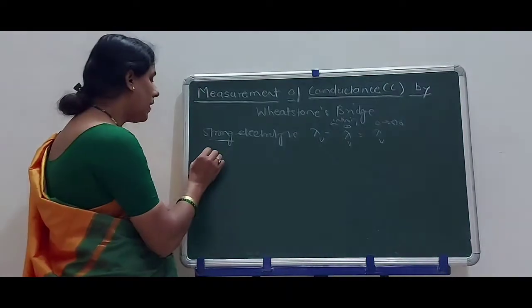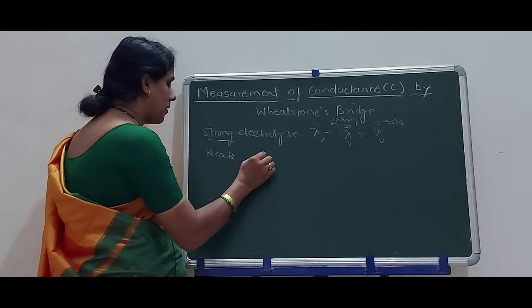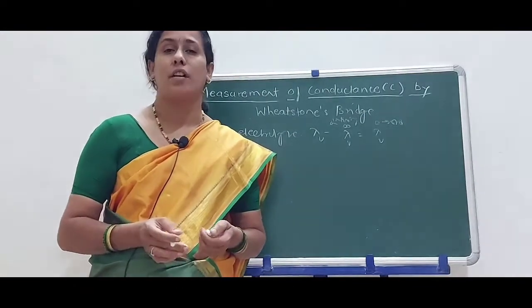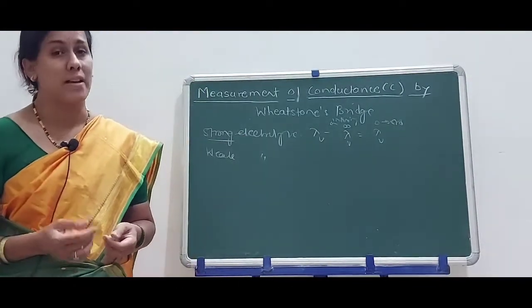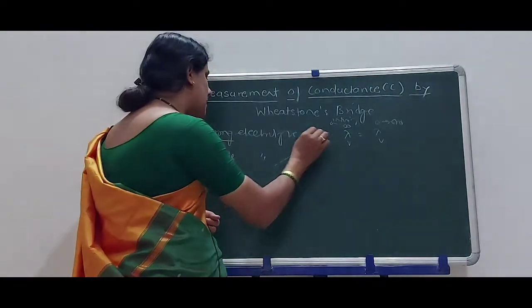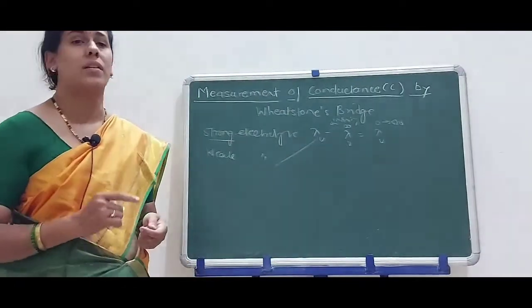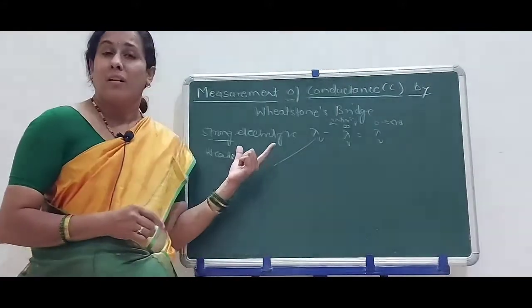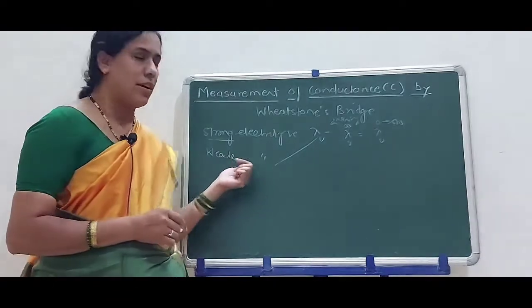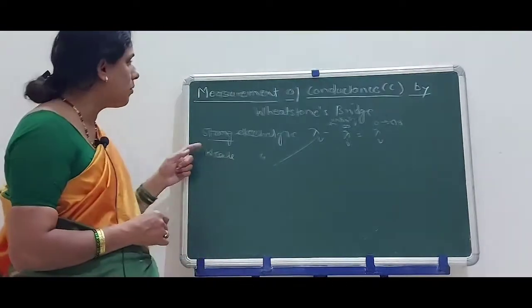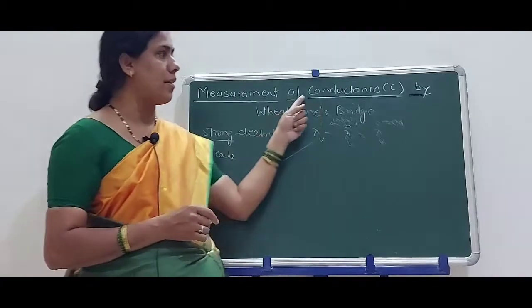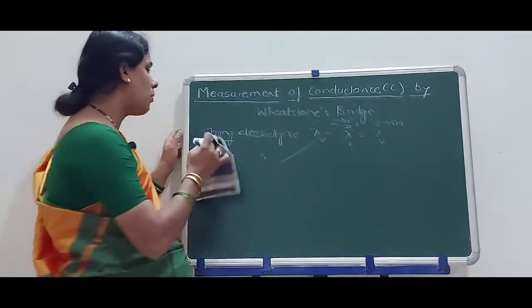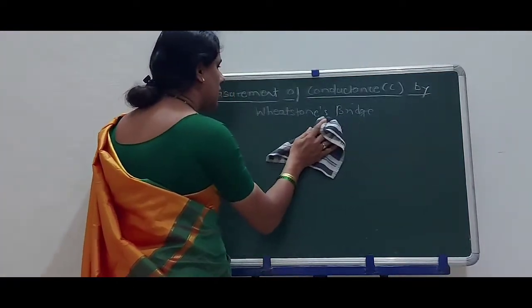But in the case of weak electrolytes, what happens? The values of equivalent conductance do not reach a maximum value. They keep increasing like this in the graph of equivalent conductance versus concentration. Therefore, we do not get the correct value of equivalent conductance at infinite dilution. For that purpose we have a new method, that is, measurement of conductance by using the Wheatstone's bridge method. Today we are going to discuss this method in detail.